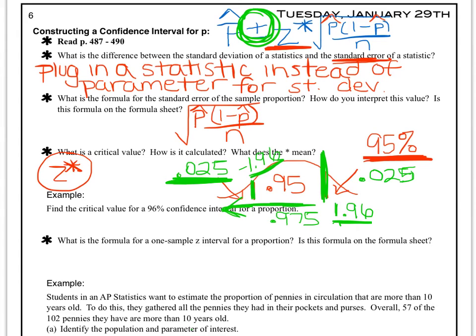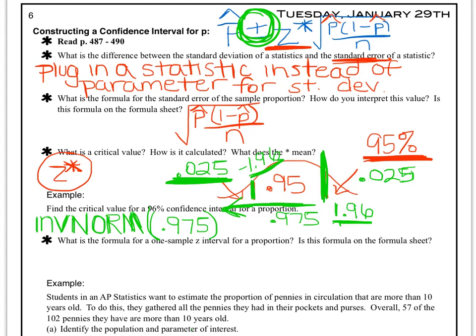If you're interested in finding it on the calculator, if you hit second distribution and you type in inverse norm, and then all you have to do inside the parentheses is either enter in 0.025 or enter in 0.975, and it will give you your Z-star value.